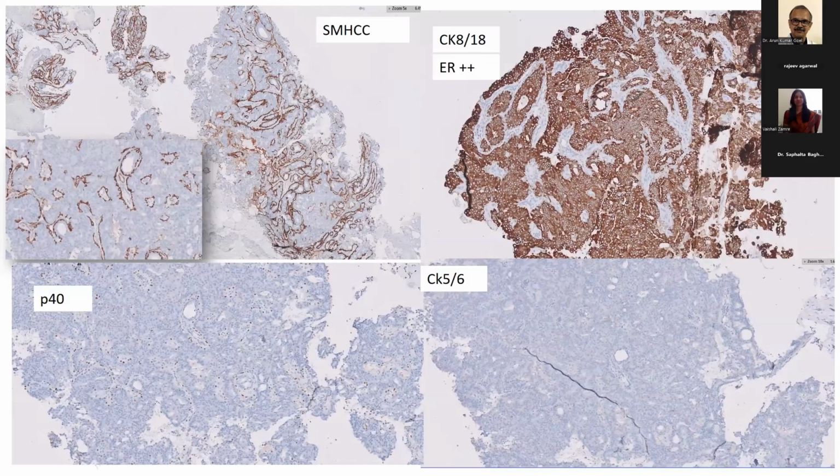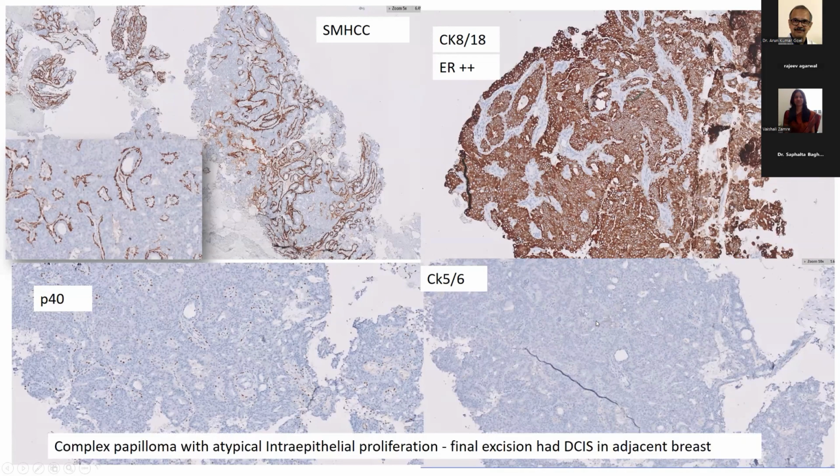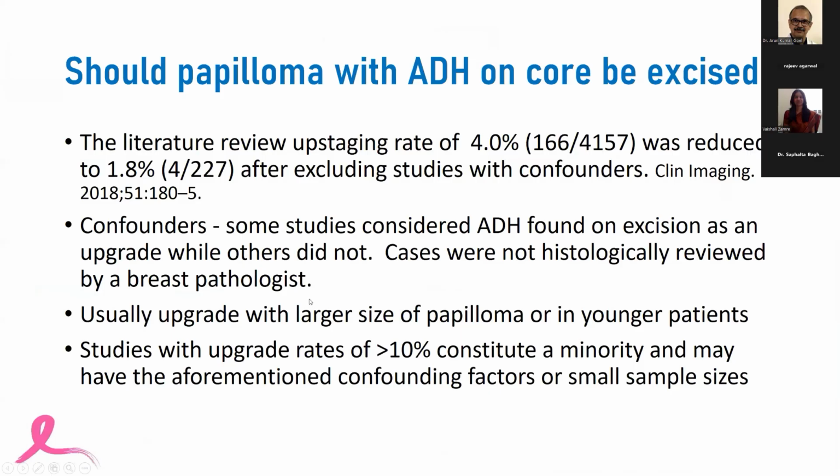So we do the CK56 in that one area. It is entirely negative, and ER positive. So this is a worrisome lesion. We called it an ADH in a papilloma, and on final excision, it was a papilloma with DCIS adjacent to it. So my guess is that this is also a DCIS.